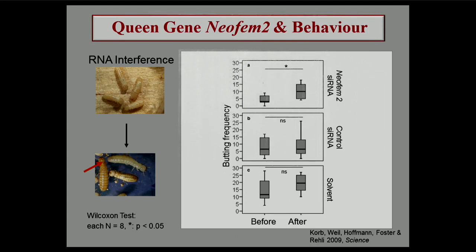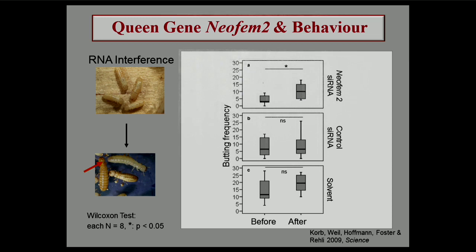At the same time, we looked at the behavioral patterns within the colony. What we recognized was that the queen didn't change her behavior at all. But the workers changed their behavior, especially one specific behavior, the butting behavior. And they only did this in our treatment where we knocked down NeoFEM2. So they increased the butting behavior after silencing this gene.